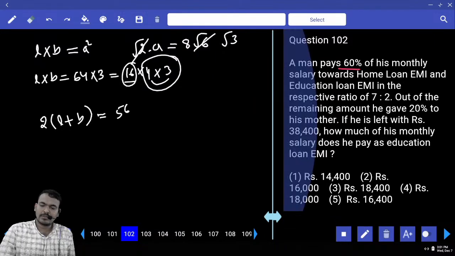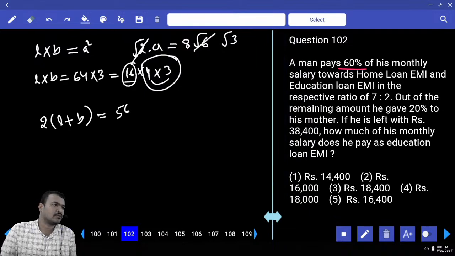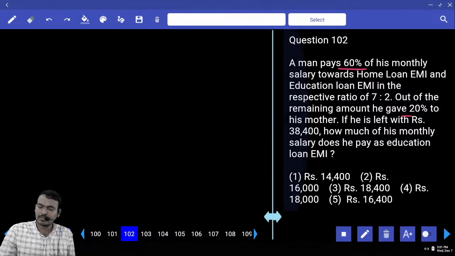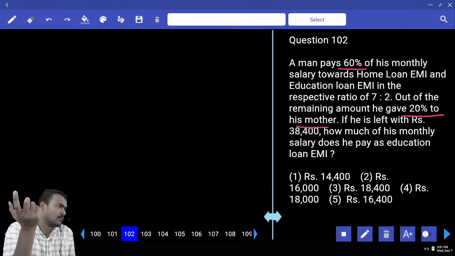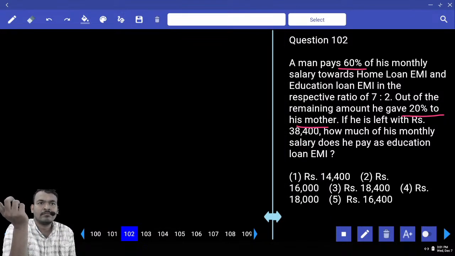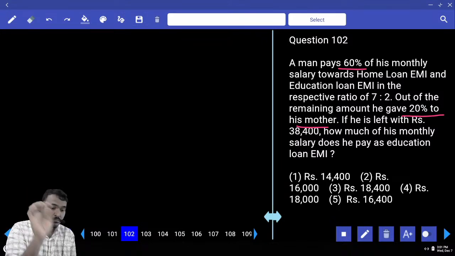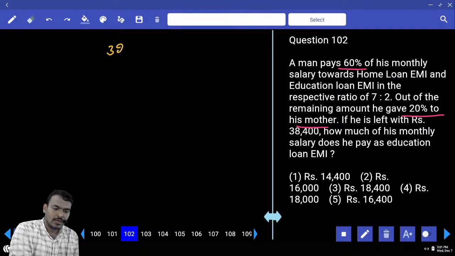First, how much percent is completed? 60%. What is the remaining? 40%. Out of the 40%, how much percent is given to his mother? 20%. What is 20% of 40%? 8%, yes or no? 20% of 40% means 8%. Out of 48% given, what is the remaining? 32%, or not? In place of 32%, how much value is given?